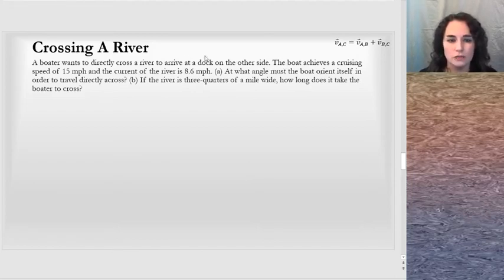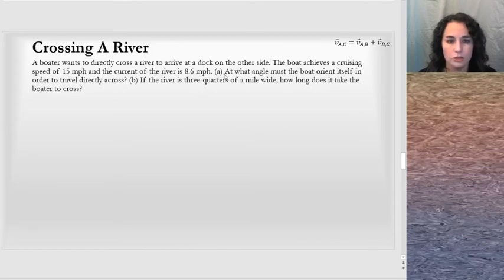The boat achieves a cruising speed of 15 miles per hour, and the current of the river is 8.6 miles per hour. At what angle must the boat orient itself in order to travel directly across? If the river is 3/4 of a mile wide, how long does it take? Okay, so at what angle and how long does it take?